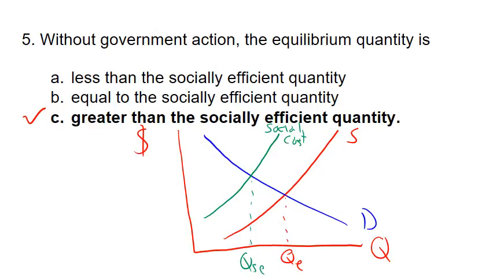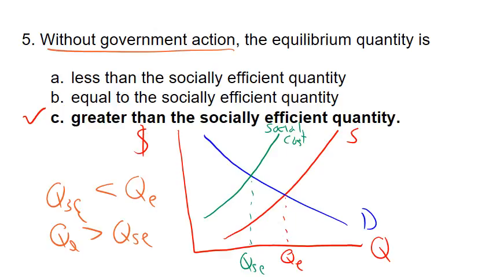And you can see pretty quickly that QSE, in this case, is less than QE. Or flip it around, QE is greater than QSE. The equilibrium quantity is greater than the socially efficient quantity without government action. In the next lesson, we're going to talk about what the government could do to make the equilibrium quantity equal to the socially efficient quantity.